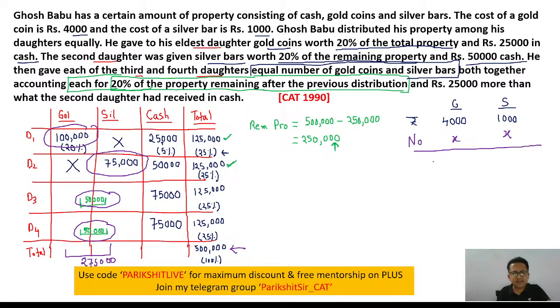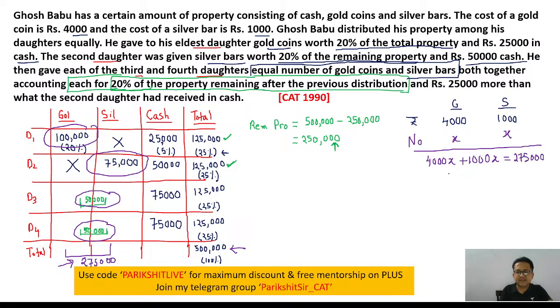Can I say 4,000 into X is the total amount spent on gold? Think about it. If X is 20, the total amount spent on gold will be 4,000 into 20. Why? The price of one gold bar is 4,000. So if I buy 20 of them, 4,000 into 20. In this case, instead of 20, it's X. Similarly, silver is 1,000 into X. And how much did I spend totally on gold and silver? You spend 2,75,000.